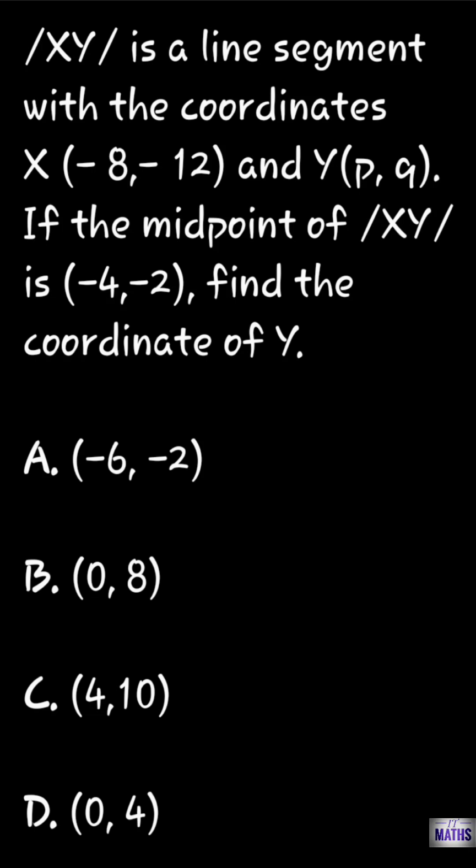Line XY is a line segment with the coordinates X (-8, -12) and Y (p, q). If the midpoint of line XY is (-4, -2), find the coordinates of Y.